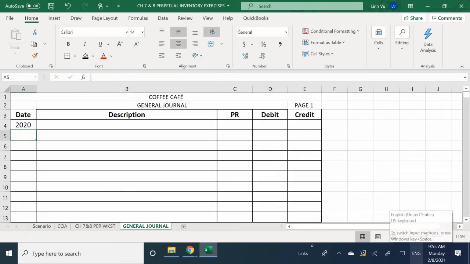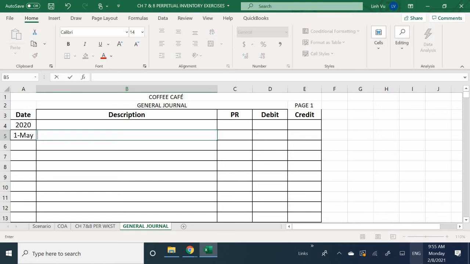In the general journal, we're going to put the date of May 1st. What did we do? Purchase. How do we journalize using perpetual inventory? Inventory. In this case, we know specifically what it is, mugs. So I'm going to put mugs. How did we pay for it? On account. So therefore my credit should be accounts payable. Good.